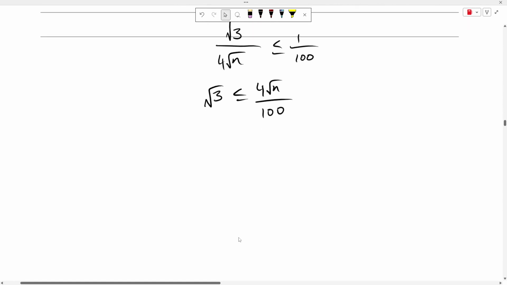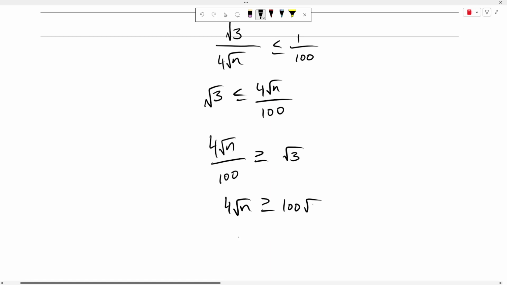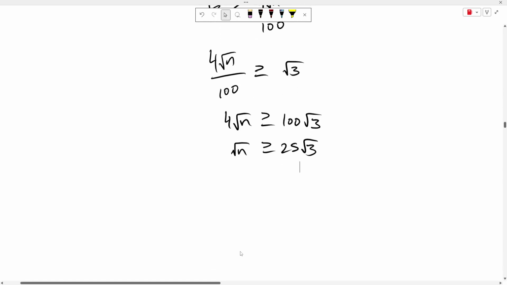I'm going to take the same exact inequality and not do anything to it. I'm just going to write it in a different way. So I'm going to write 4 root n over 100 has to be greater than or equal to root 3. This is the same exact thing as before. Now I'm going to multiply both sides of the inequality by 100, and then divide both sides of the inequality by 4. So 100 divided by 4 is 25, and then multiplied by root 3.